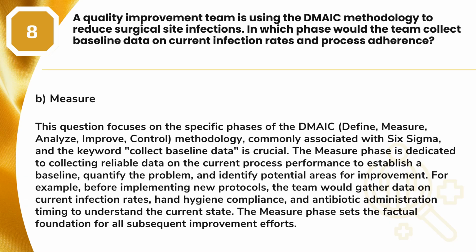Answer: B. Measure. This question focuses on the specific phases of the DMAIC methodology, commonly associated with Six Sigma: define, measure, analyze, improve, control. The keyword collect baseline data is crucial. The measure phase is dedicated to collecting reliable data on the current process performance to establish a baseline, quantify the problem, and identify potential areas for improvement.